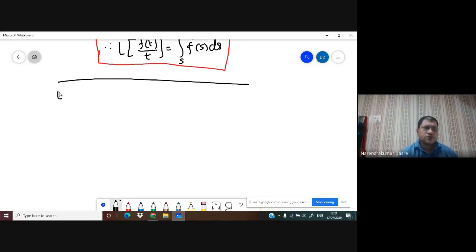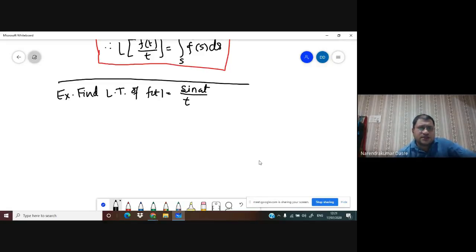Okay, so we'll try an example. We'll find the Laplace transform of f of t is equal to sine of at upon t. So these are elementary functions. First we do our experiments with the elementary functions only, and then we can consider more functions. Here we want to find the Laplace transform of this function.